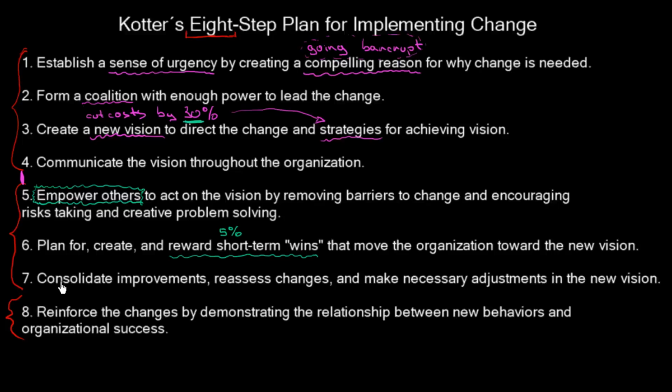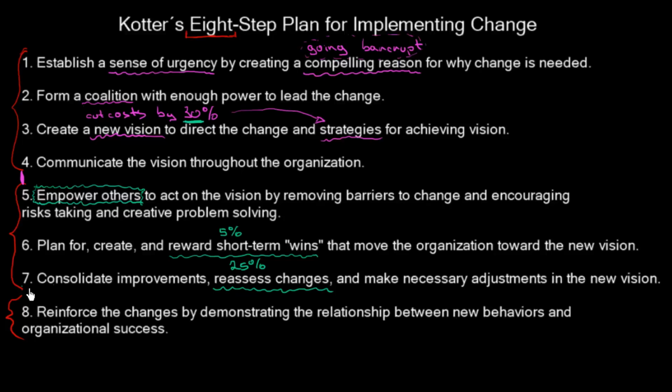We continue still with the change of consolidating improvements, reassessing changes, and making necessary adjustments in the vision. So let's say that we were quite successful, and we got to 25% of cutting the costs. Well, we should reassess and think, is it enough? Will it solve the initial problem of going bankrupt? And then maybe continue the change and push it to 30%, or keep it so that 25% cutting was enough for us.